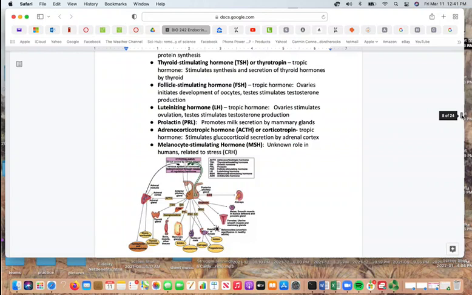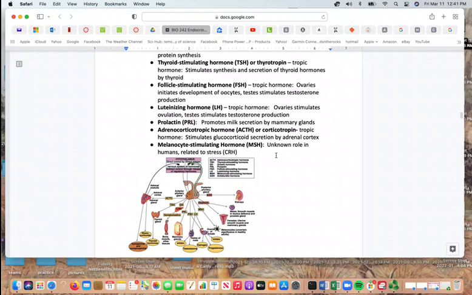ACTH, adrenocorticotropic hormone. This is going to stimulate the glucocorticoid secretion by the adrenal cortex. So again, you can let the names help you out here. Gluco means it's going to affect glucose. Cortico means it's in the cortex of the adrenal gland.